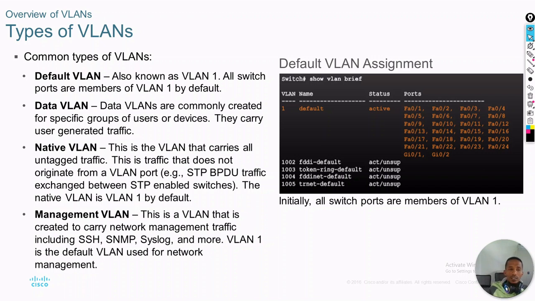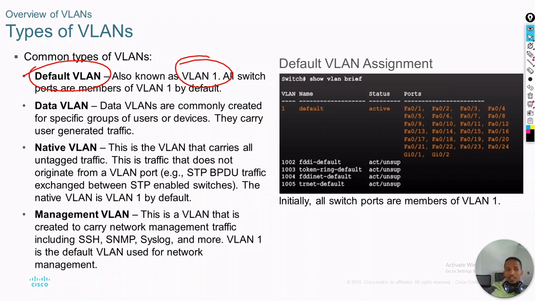The common ones are the default VLAN. Even if you don't have a VLAN, by default, all the switches are members of VLAN 1. That's VLAN 1. So that VLAN, we call it what? Default VLAN. By default, all devices in the network are members of that VLAN.